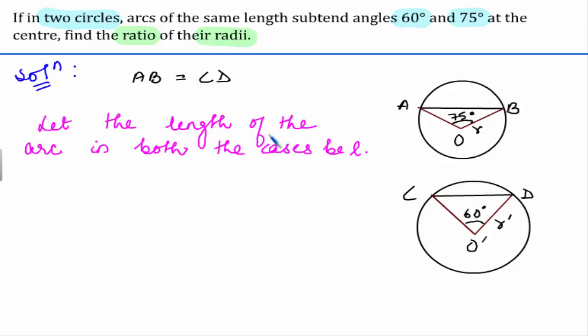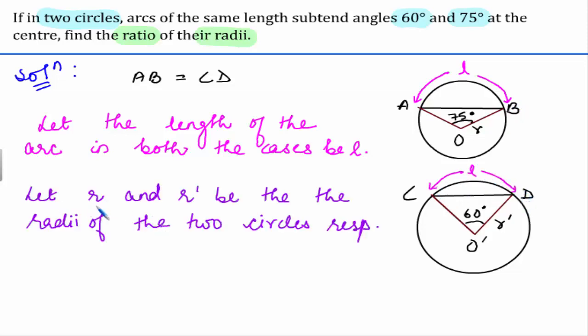So let the arc of both the circles be of the same length. Let us denote it by L. And also we have supposed that R and R dash be the radii of the two circles respectively. Now the angles subtended, as we can see, are 60 degrees and 75 degrees.